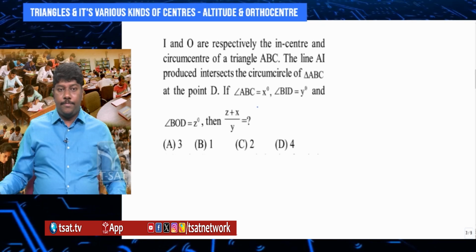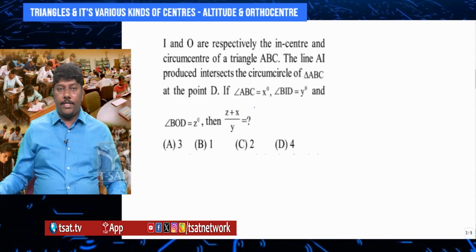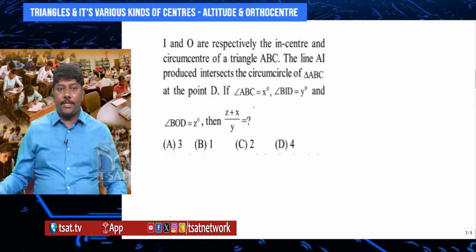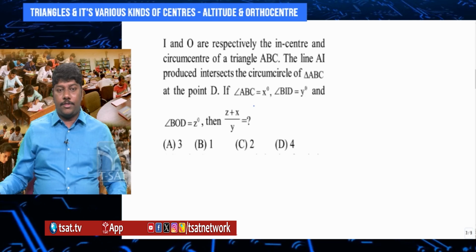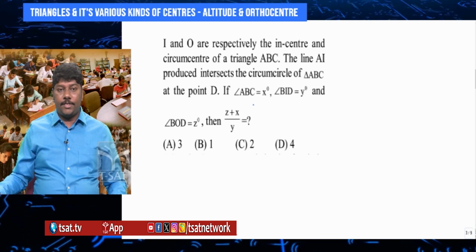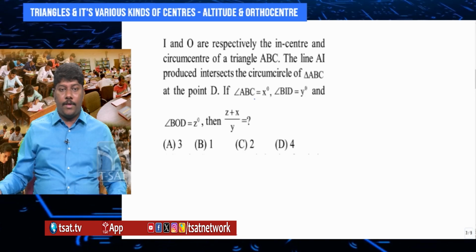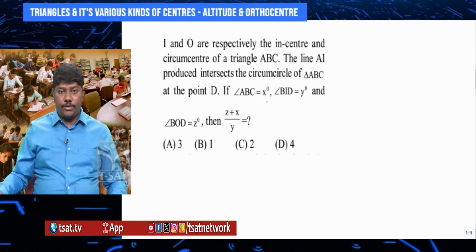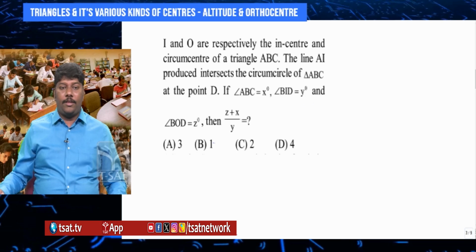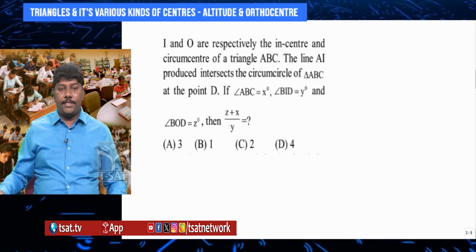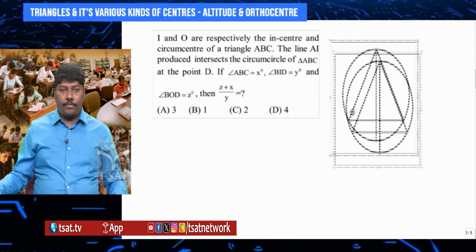Now, look at the last question. Here, I and O are respectively the incenter and circumcenter of triangle ABC. The line AI produced intersects the circumcircle of triangle ABC at the point D. If angle ABC is equal to x degrees, angle BID is equal to y degrees and angle BOD is equal to z degrees, then (z plus x) by y is equal to what?